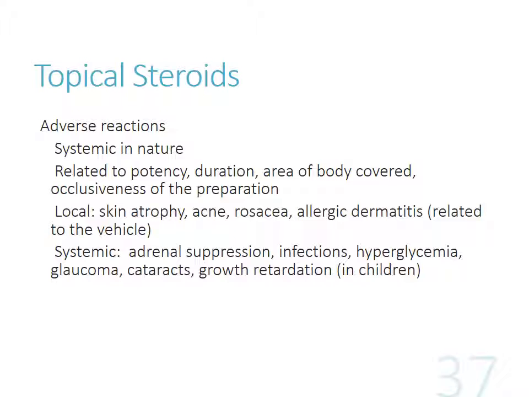So looking at their adverse reactions, typically the reactions are going to be systemic in nature, and they're all related to the potency, the duration, how large a body surface area we're covering, and the occlusiveness of the preparation. The more occlusive, the more absorption you're going to get. So here you can see local skin atrophy. You can see an increase in acne, which we were talking about previously. Allergic dermatitis can actually be related to the vehicle itself, so if you see a worsening of the dermatitis when applying a steroid, it could be related to that. And systemically, all the things we've talked about previously: adrenal suppression, secondary infections, hyperglycemia, cataracts, all those things we're used to seeing as we've seen systemic corticosteroids used previously.